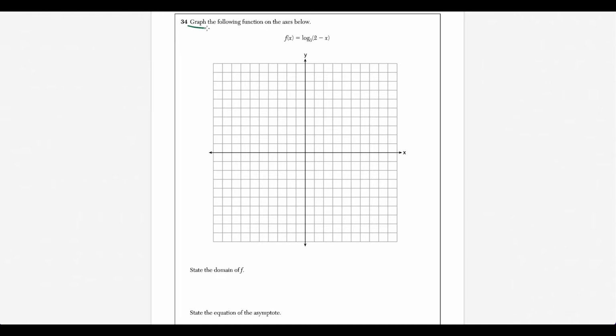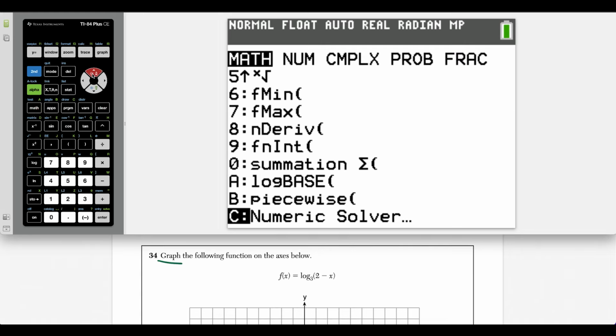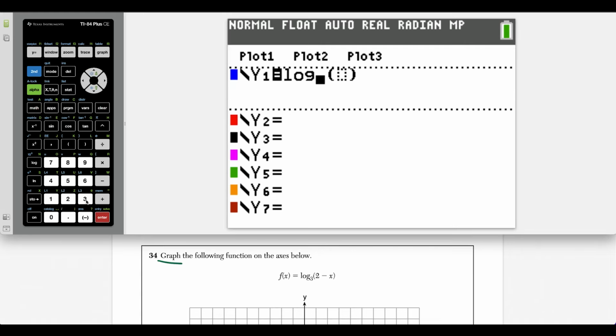Question 34, we have to graph, then we have to state the domain of the function, and then we have to state the equation of the asymptote. So let's get going here. So we'll type this in. We're going to the y equals. Let's clear out what we had before, and we're going to press math. We're going up to letter A here for log base, and this allows us to type in custom log. So we have a base of 3, and then inside the log here we have 2 minus x.